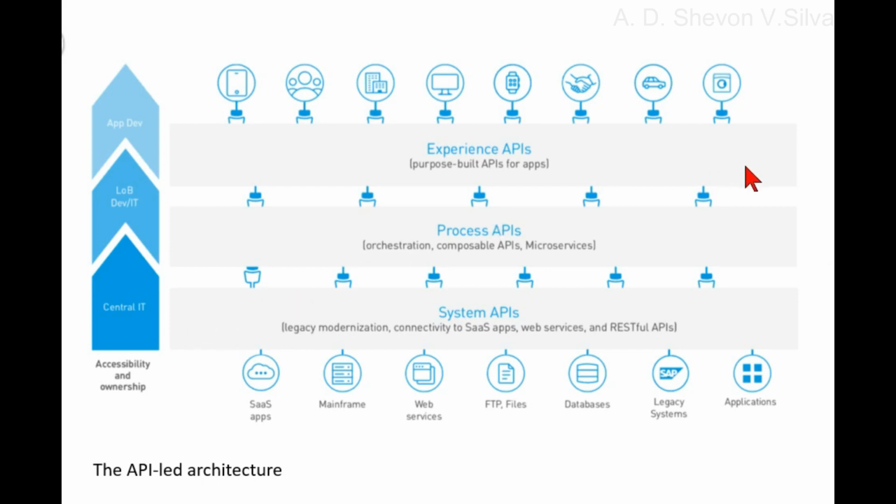API-led connectivity calls for a distinct connectivity building block with three components. Interface, the presentation of data in a governed and secured form via an API. Orchestration, application of logic to data such as transformation and enrichment. Connectivity, access to source data, whether from physical systems or external services.